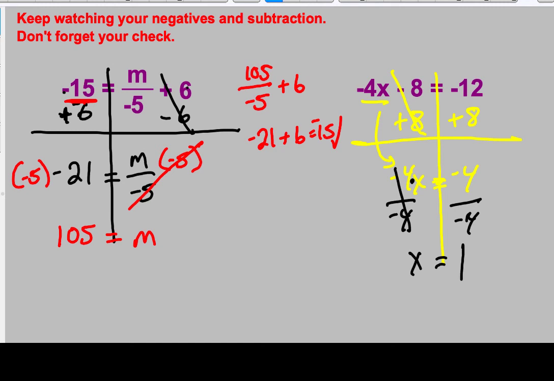Plug it back in to check your solution. And yes, you have to check every single time. So negative 4 times 1 minus 8. Negative 4 times 1 is negative 4 minus 8. Well, that's really the same thing as adding a negative 8. Negative 4 plus negative 8 really is negative 12. So I know I did it correctly. That's how we solve two-step equations.